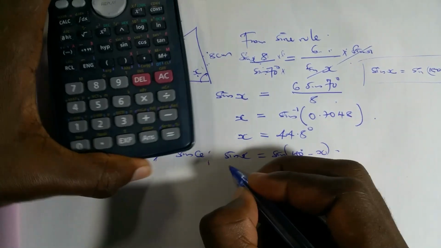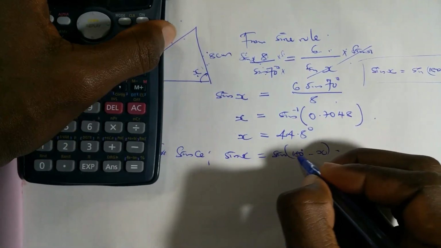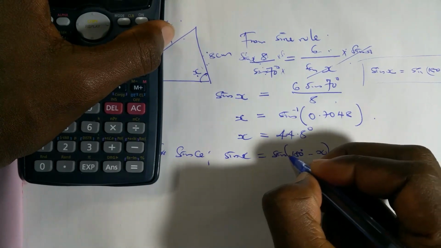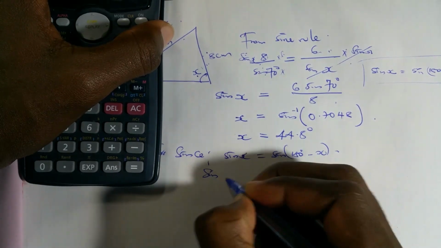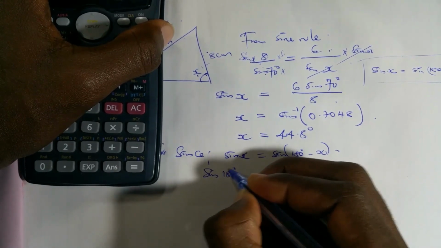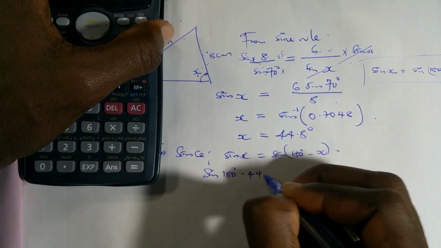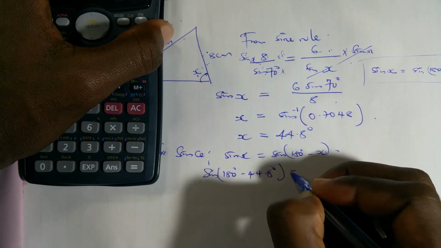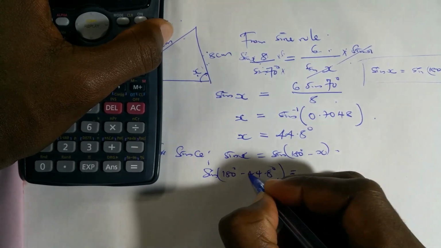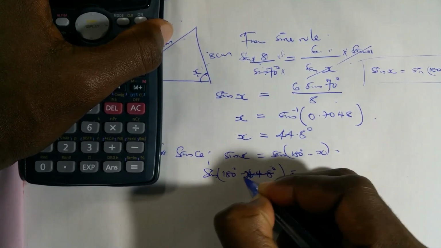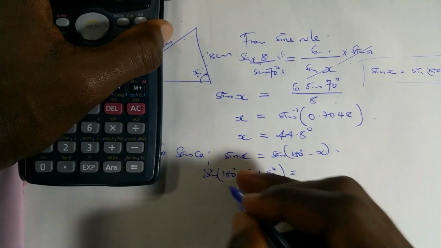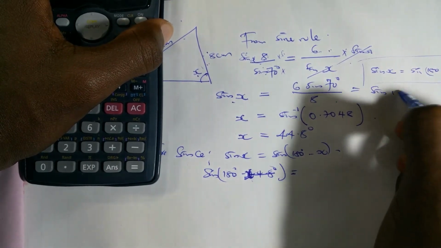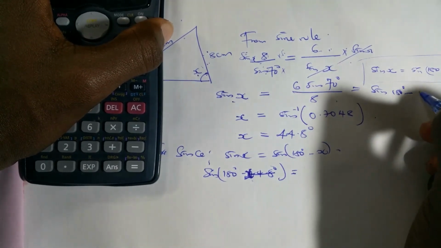That means we are actually going to have sine of x being equal to sine of 180 minus 44.8 degrees. Let's put x because we didn't know it yet. We want to get the real angle there. We are looking for another x. So we have this was also equal to sine of 180 minus x.